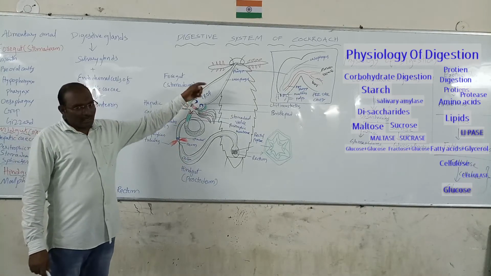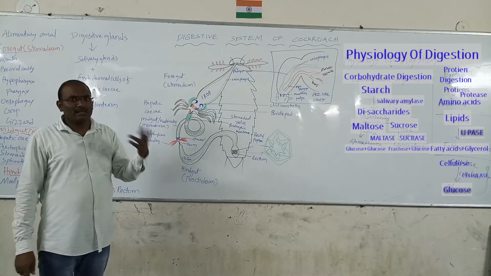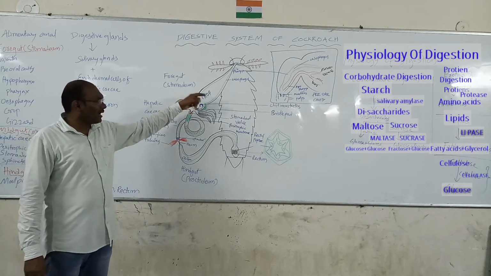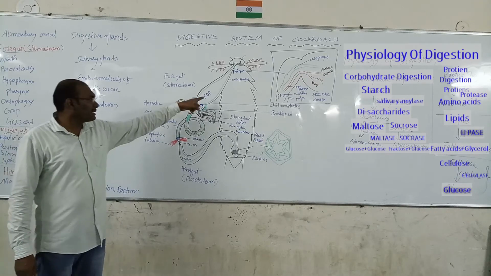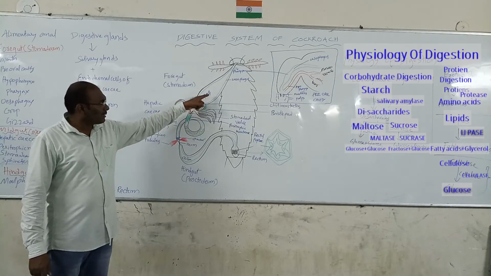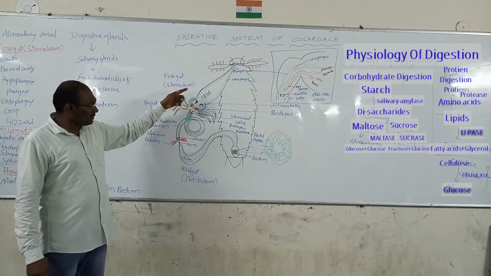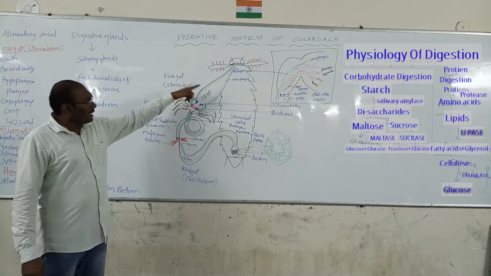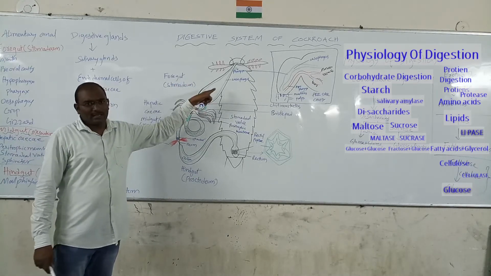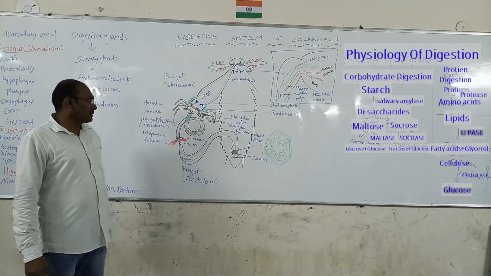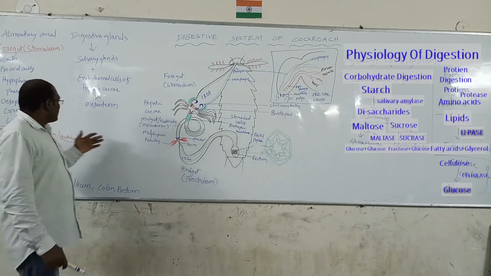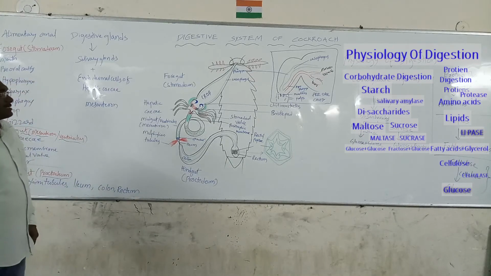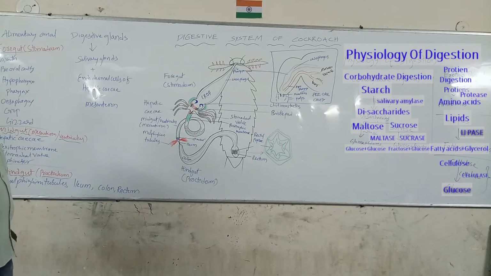As I said, cockroaches are omnivorous and feed on all types of food material. They may have sharp and fine particles that may damage the wall of the tract. So, to prevent this, the internal lining is lined by chitinous cuticle. Okay, this is the digestive system of cockroach.